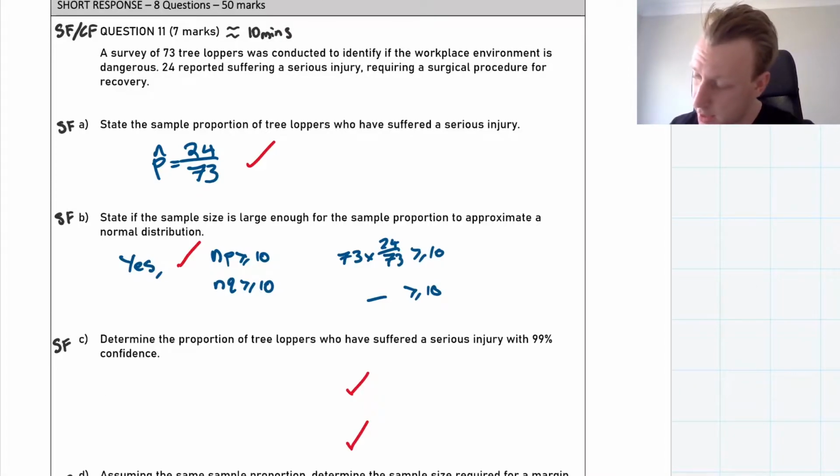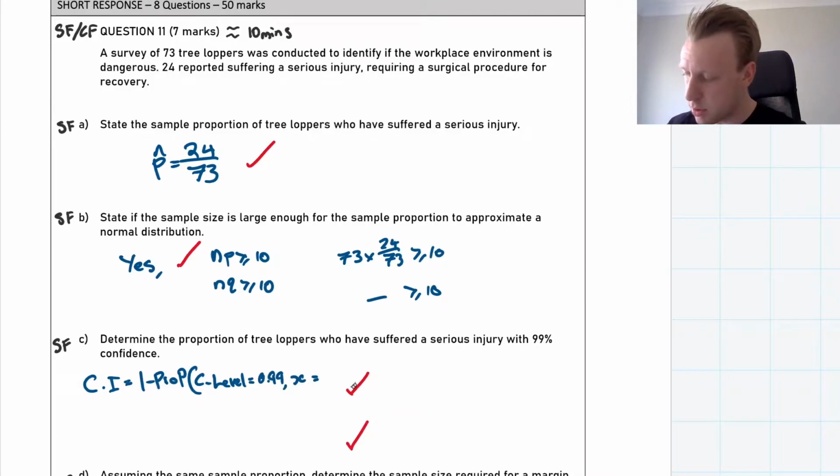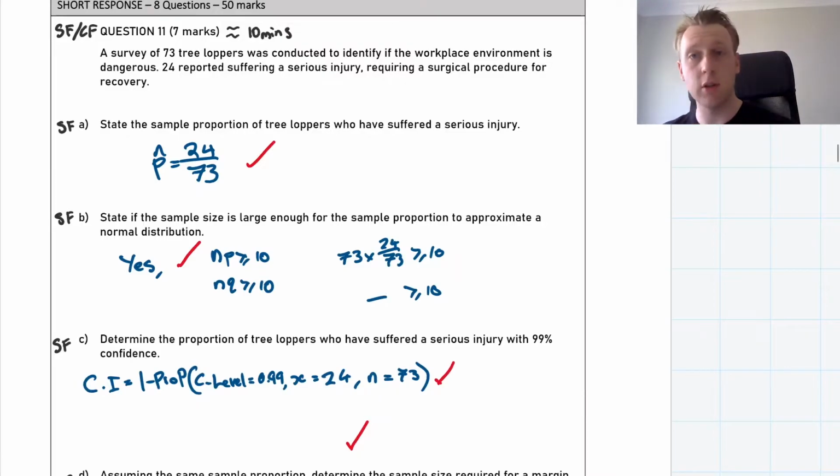So I would say that my confidence interval is equal to, and using my calculator, it's going to be one prop where I've got the confidence level, so C level equals 0.99, X equals 24, N equals 73. Okay, because I want to know with 99% confidence what's happening there. So go to our graphics calculator.